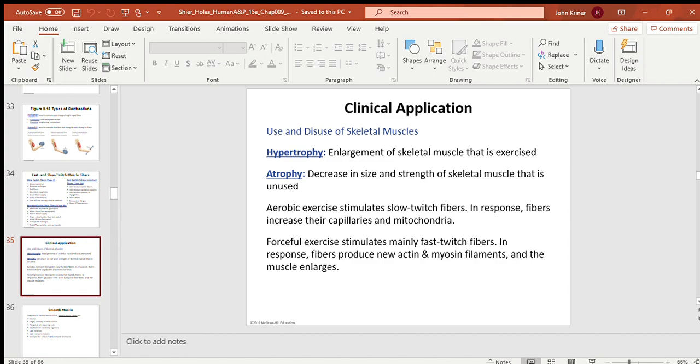So clinical applications. You can have hypertrophy or atrophy. Hypertrophy of a muscle is when the muscle's getting bigger, usually in response to a stimulus like exercise, and atrophy either from disuse or some pathogenic process.